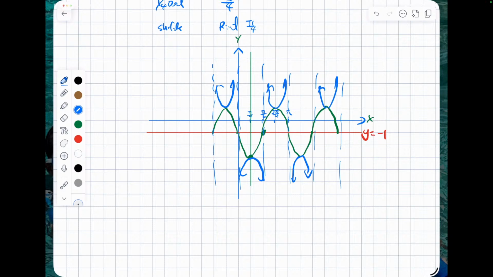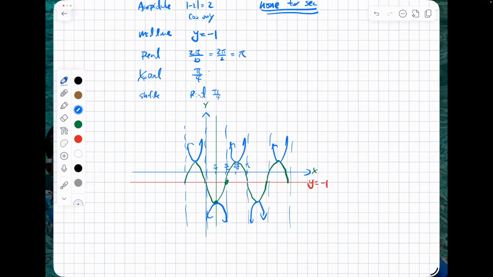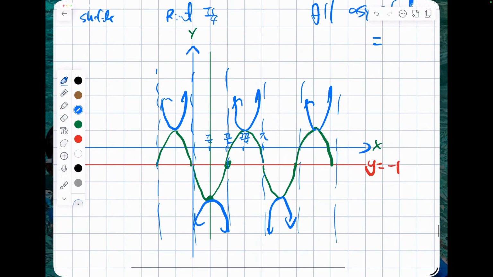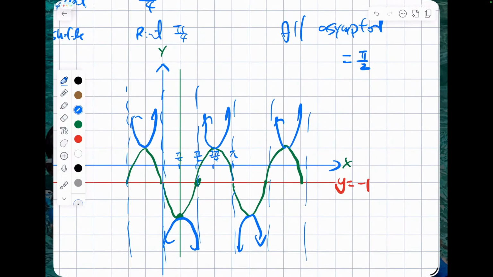Yes, Nicholas? Between short periods, so you had to be careful with that, yes. All right, is this okay? Now, what are my asymptotes? All asymptotes are going to be what? So let's say the first asymptote occurs at where? Pi over 2, right? Because this one is the first one to the right of the y-axis, and this one's at pi over 2.